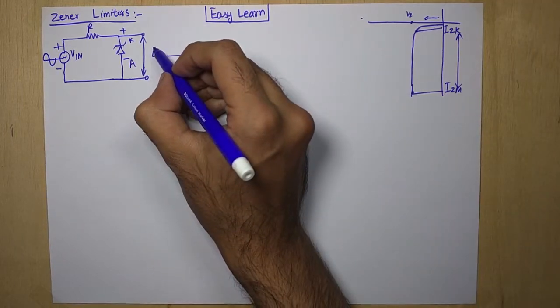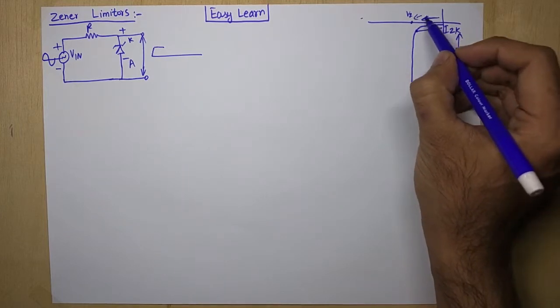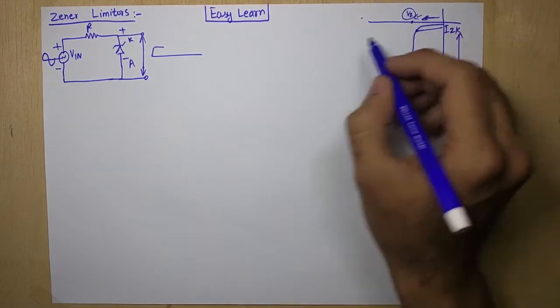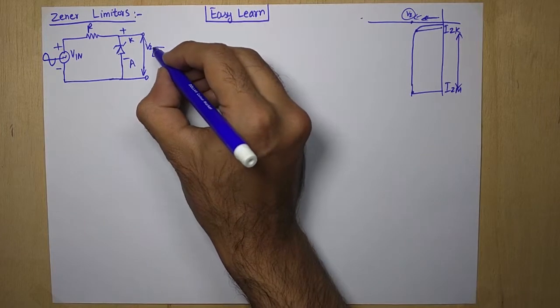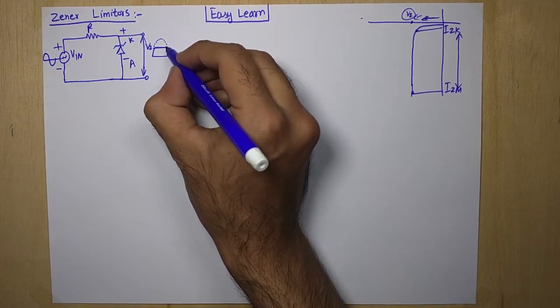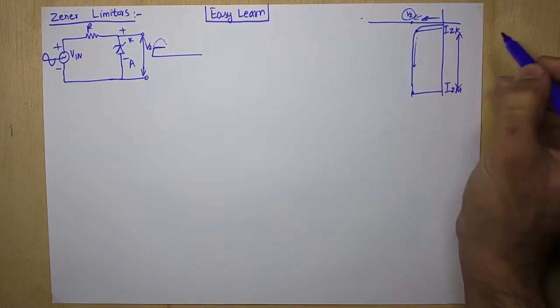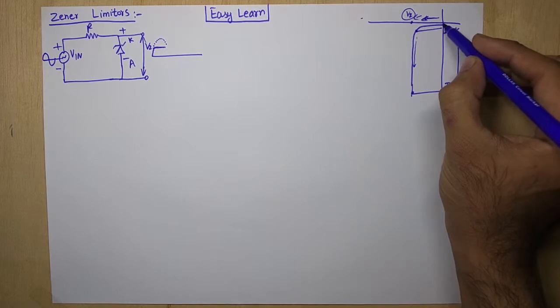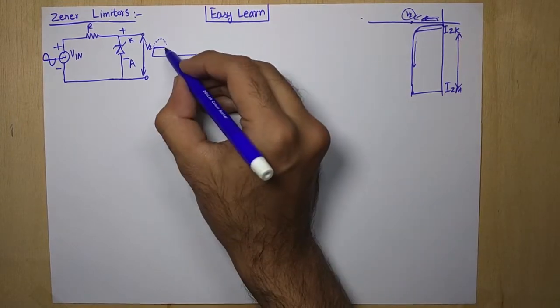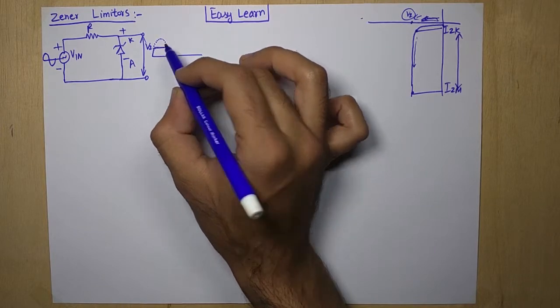So after increasing, our voltage reaches Vz. After Vz it is constant, and the upper portion is limited or clipped off. When we increase the current further, there is no change, but when we decrease the current, the voltage suddenly decreases like this. So the upper portion is clipped off and it's constant.